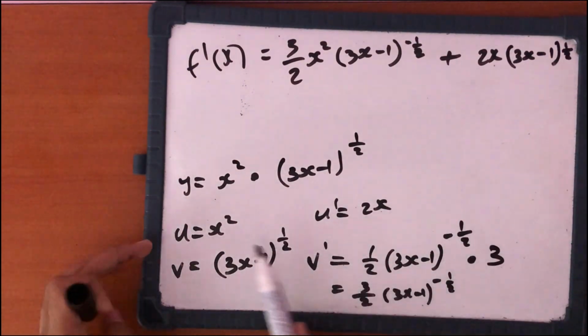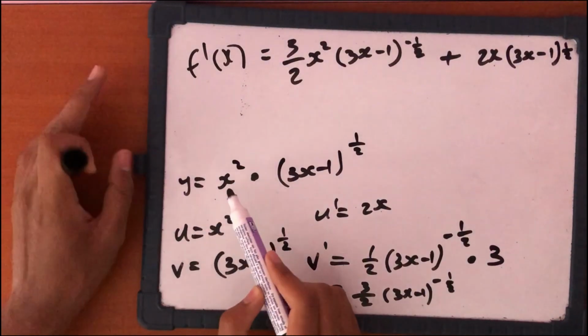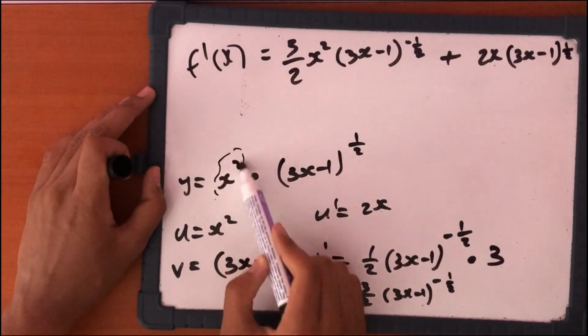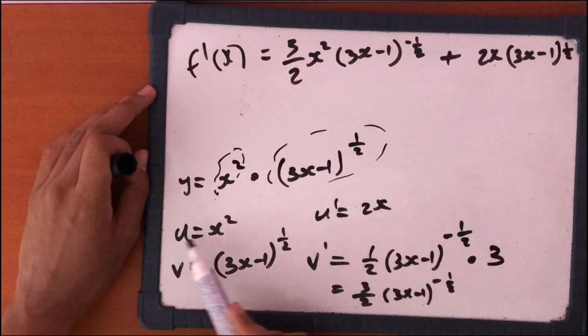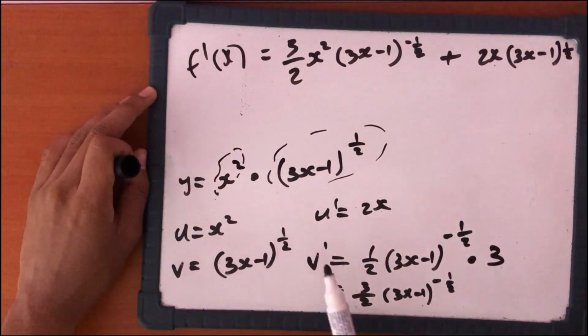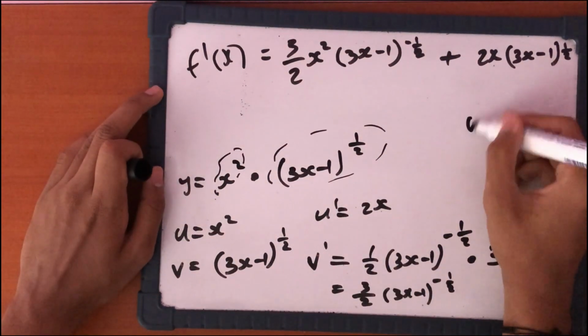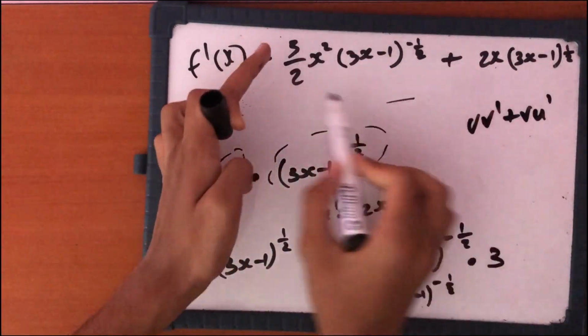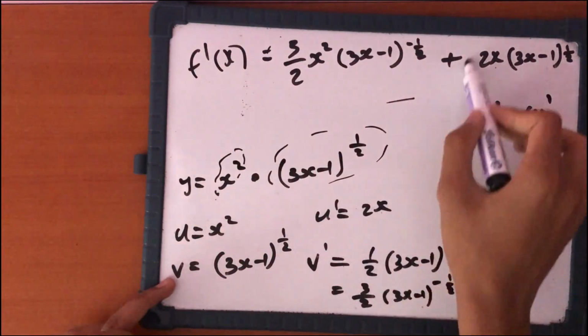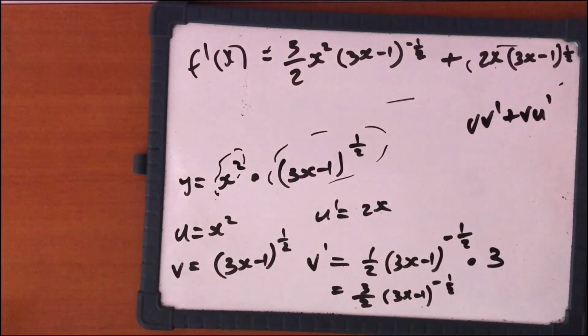So that's all. You first separate the functions by clearly looking. This is a separate one from this. Write them down as u and v. Differentiate u to get u prime. Differentiate v to get v prime. In that general formula, uv prime plus vu prime. And that's all for product rule.